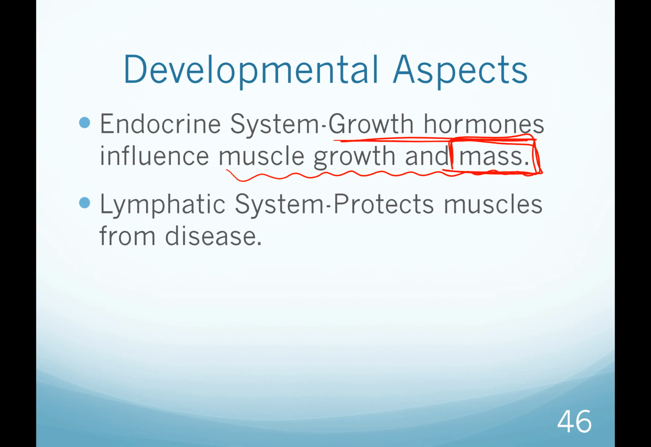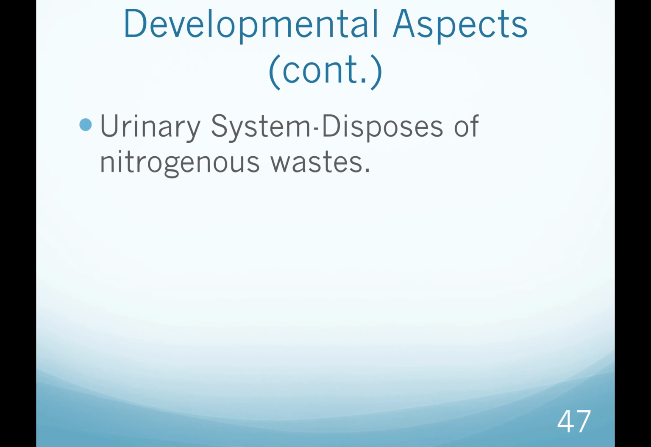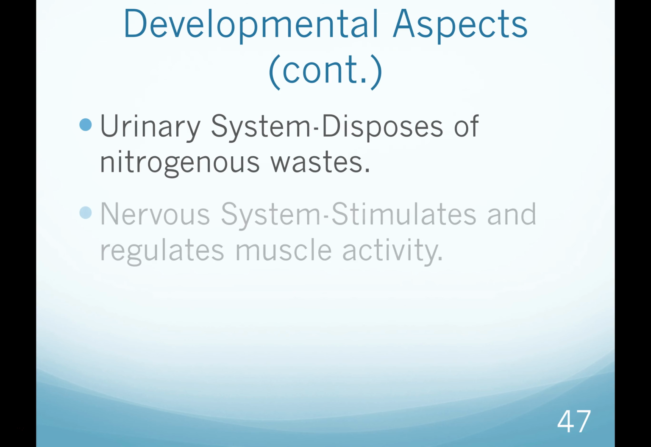Your lymphatic system, just as always, helps you protect against disease, or tries to at least. Your digestive system is what's going to give you all the nutrients that you need, that very important glucose that we talked about. So you eat that, and also your liver will help in metabolizing that lactic acid that you may have built up when you overexerted yourself. The urinary system is going to get rid of any nitrogen-containing waste in the form of urea in your urine. Your nervous system is going to tell you if something hurts. It's also going to initiate any activities that you need to do. So again, it does both. We will talk more about that in the nervous system.